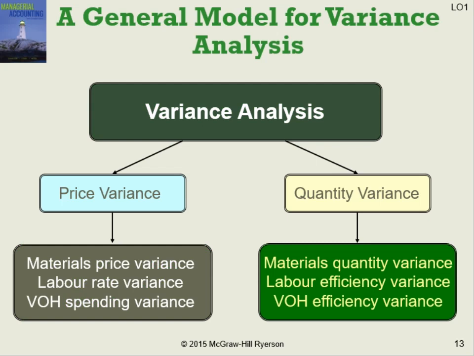For different kinds of costs, we use different terminology. So we don't generally talk about the price of labor, although the economists kind of use that language, but we call it a labor rate, so it's a pay rate. And for variable overhead, we call it a spending variance. For materials, we pay a price for the materials, so a price variance definitely would apply there. Materials quantity variance is the materials.